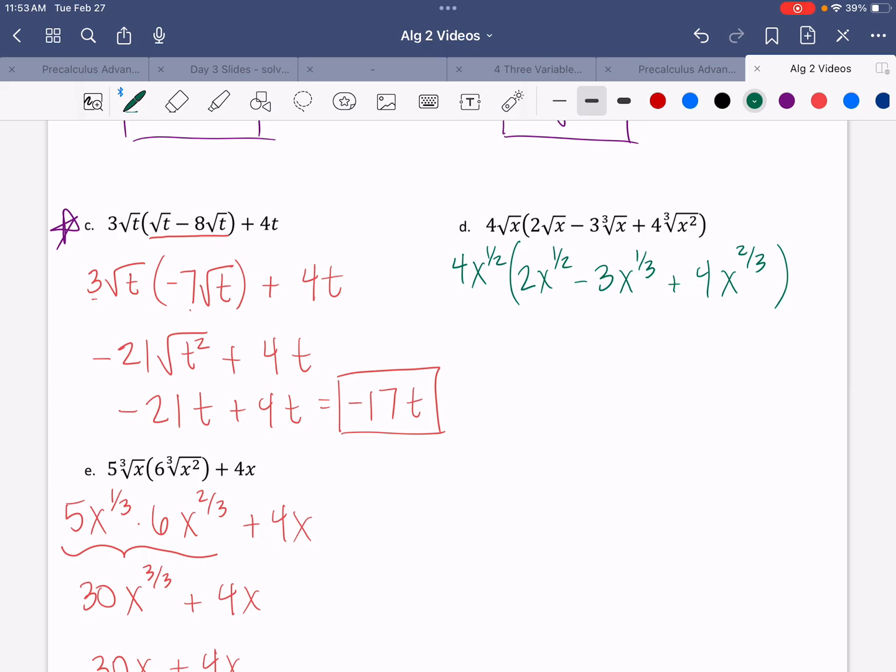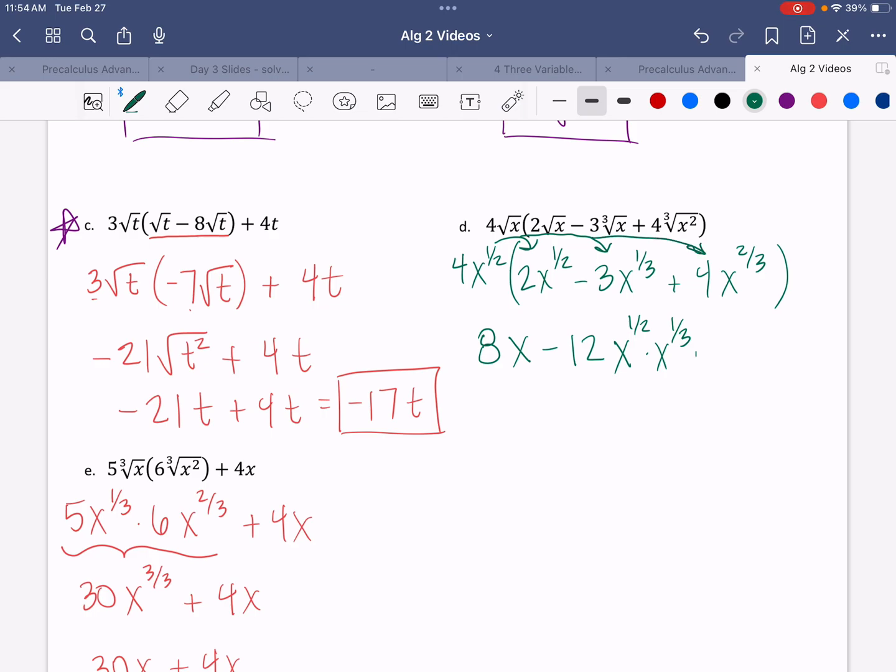Okay, so the sooner you can get used to rewriting from radical to rational exponent, the easier your life is going to be. And now as we go multiply, we're going to have 4 times 2 is 8. And I'm going to add my exponents. 1/2 plus 1/2 is 1. So that x has an exponent of 1. Then go distribute to the next part. Minus 12, and I'm going to have to get a common denominator here for the 1/2 and the 1/3. We'll do that in the next step.